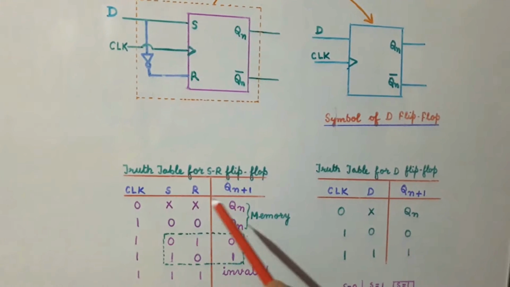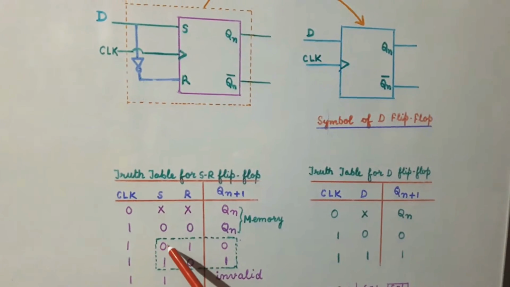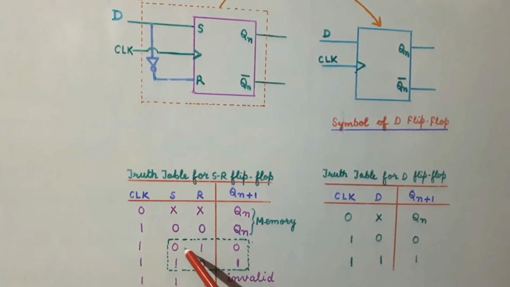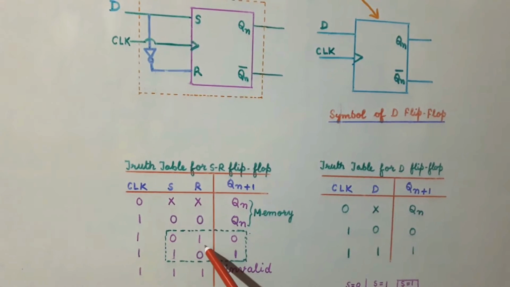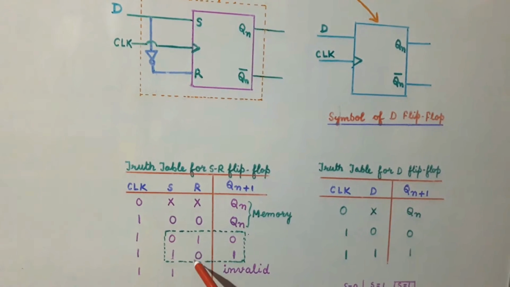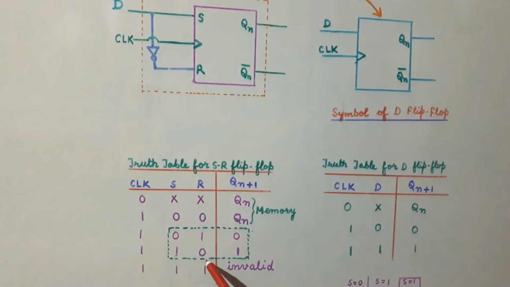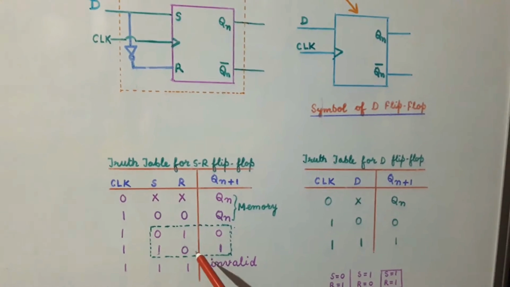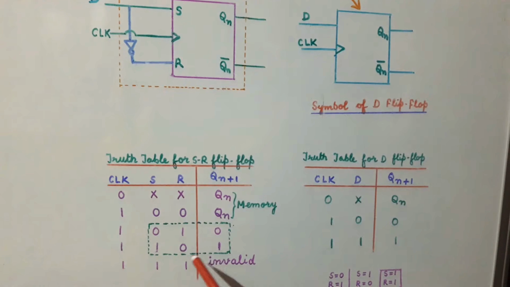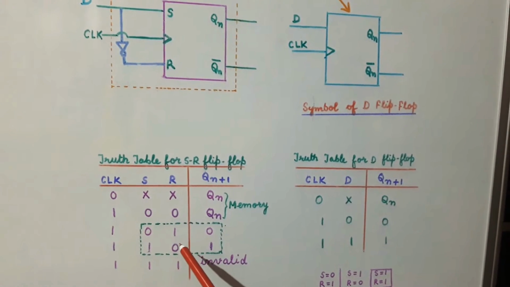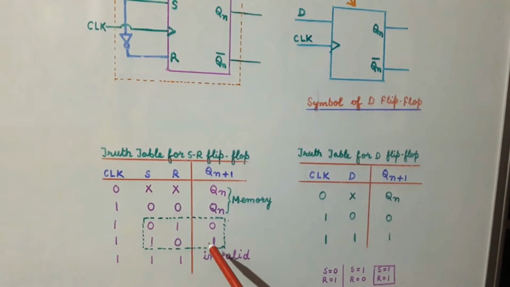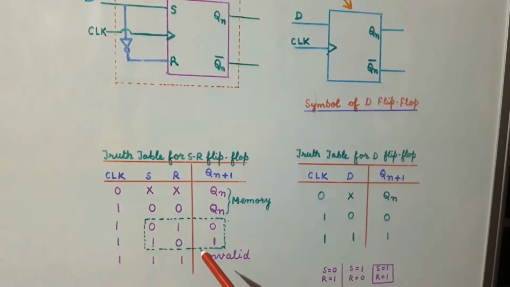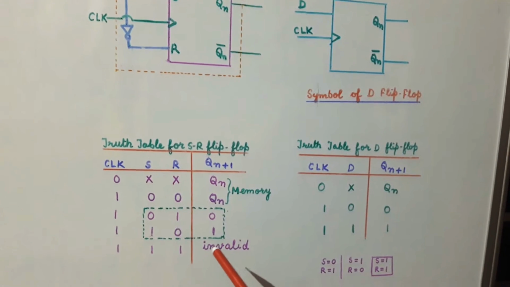Also, on observing this table, we see that the inputs S and R are always complement to each other. That is, when S is equal to 0, R is 1, and when S is 1, then R is 0. So, there is no need to give these S and R inputs individually. We can just give one input to this flip-flop and complement the other. That is what we have to do to get the D flip-flop.